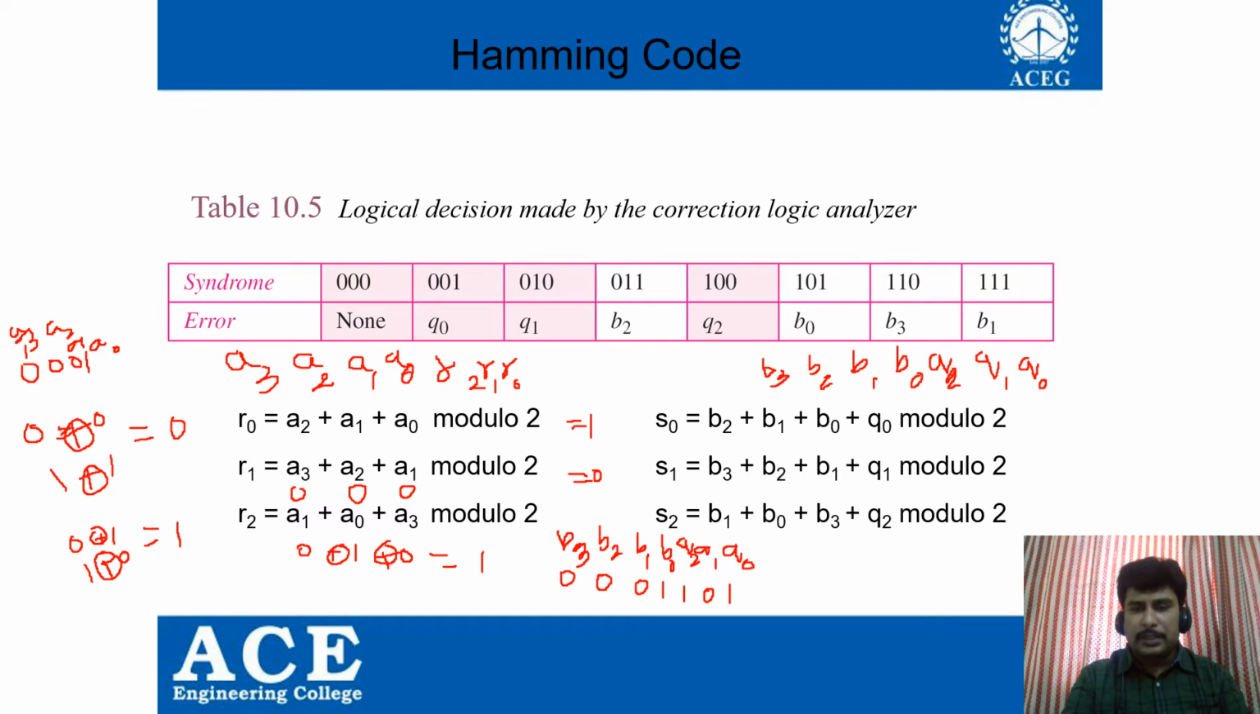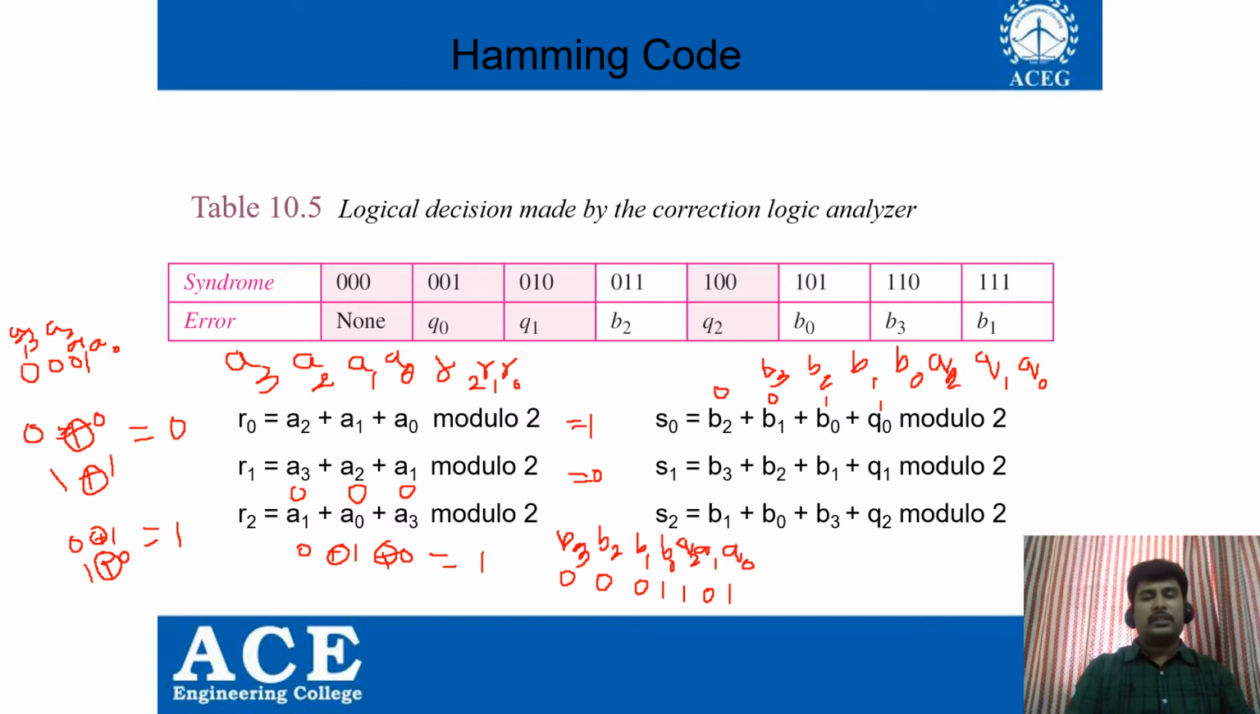Modulo 2 addition of B2, B1, B0 and Q0. B2 is 0, B1 is 0, B0 is 1 and Q0 is also 1. So 0 exclusive OR 0 is 0, 0 mod 2 addition with 1 is 1, and 1 mod 2 addition with 1 is 0. So the value of syndrome S0 is equal to 0.